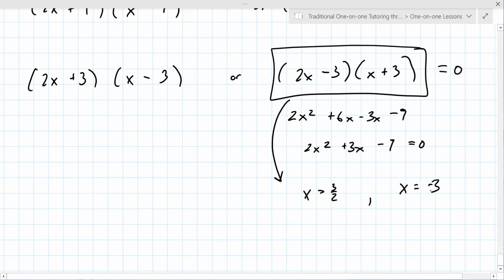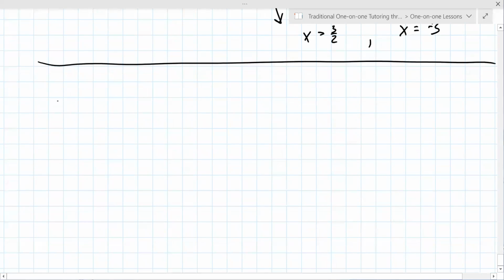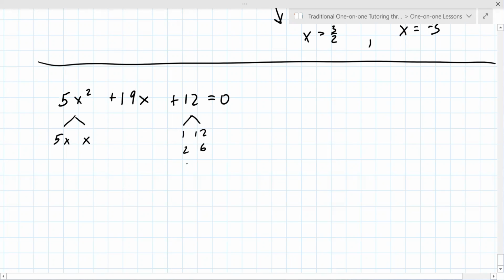and then x equals negative 3. Yes. So let's do one more of this type that isn't nearly as difficult, but it does require you to do a little bit of guess and check here. Okay, so 5x and x. But what about 12? 12 is 1 and 12, 2 and 6, 3 and 4. Yeah, and that's it.